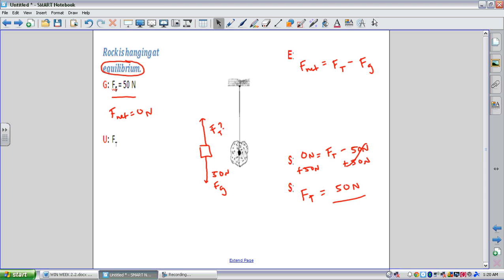So to review the steps, again, at the very beginning, they gave us the force of gravity. We went ahead and assumed that the net force was equal to 0 because of the fact that the rock is in equilibrium. We knew the thing we're looking for was the force of tension in this string. The equation for net force would just be the top force minus the bottom one, force of tension minus force of gravity, because they're going in opposite directions. When you plug in the values, you put 0 newtons for the net force, you put 50 newtons for the force of gravity, and then you just simplify this expression to solve for the force of tension in the string.